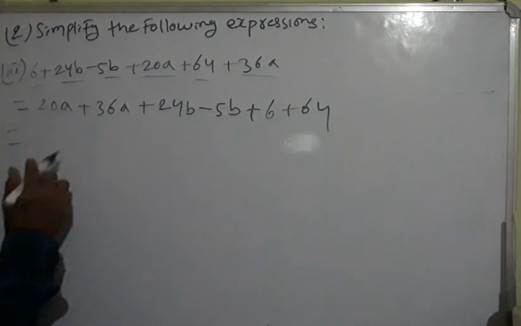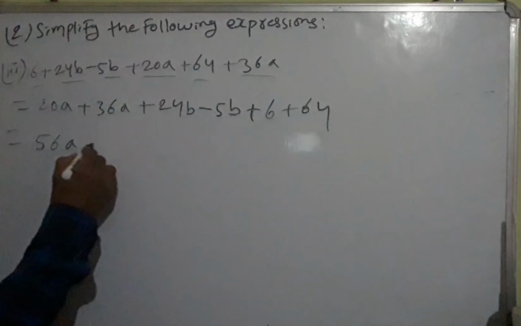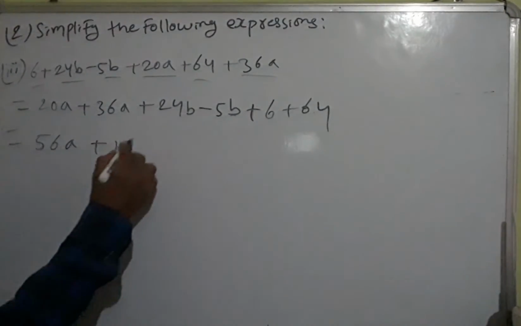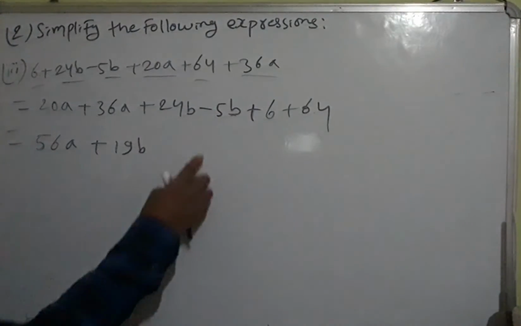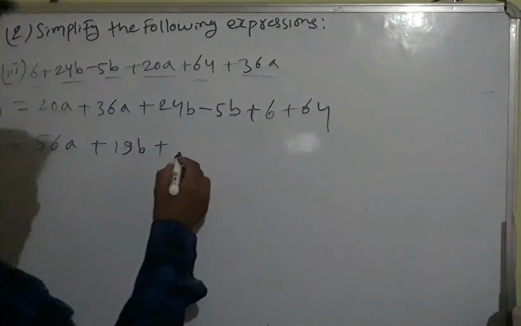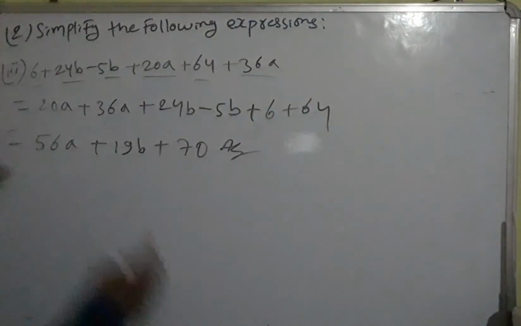Okay, so if we add them up, it's going to be 56a, and then we have to subtract, so it will be 19b. Subtract 24 and then 5, and plus it will be 70, and that will be your answer. That's going to be your answer for the solution of this.